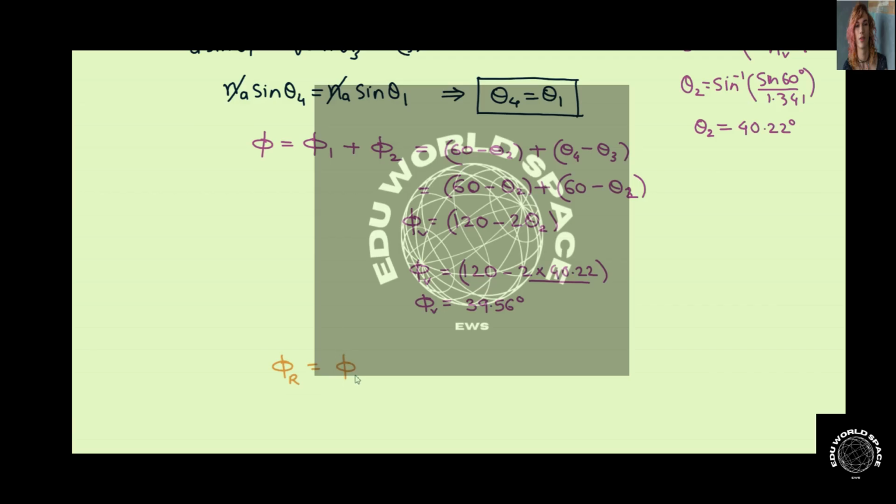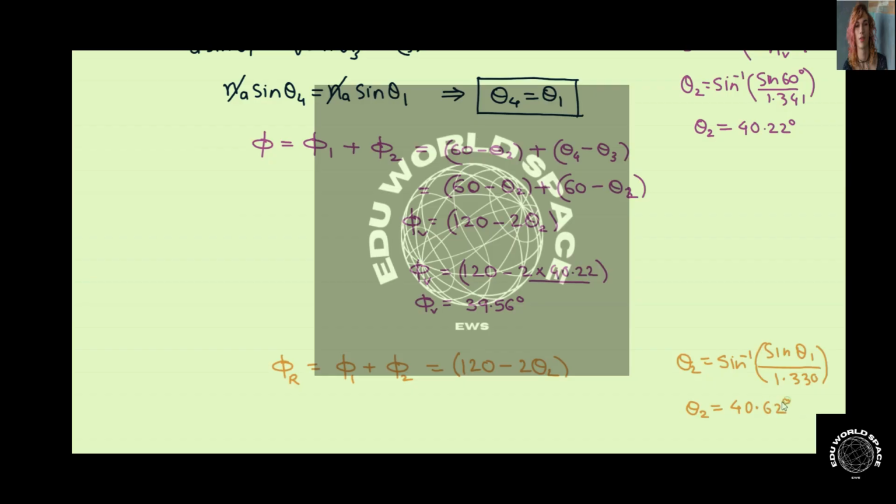Now similar to this, we can find the angle of deviation for red color, which would also be equal to the angle of deviation at the first surface for red color plus the angle of deviation for red at the second emergent surface. So this will be equal to, again I can write, 120 minus 2 times theta 2, and for red color theta 2 I can again find by using Snell's law as sine inverse of sine of the angle of incidence, that is theta 1, divided by the refractive index for red color, which is given as 1.330.